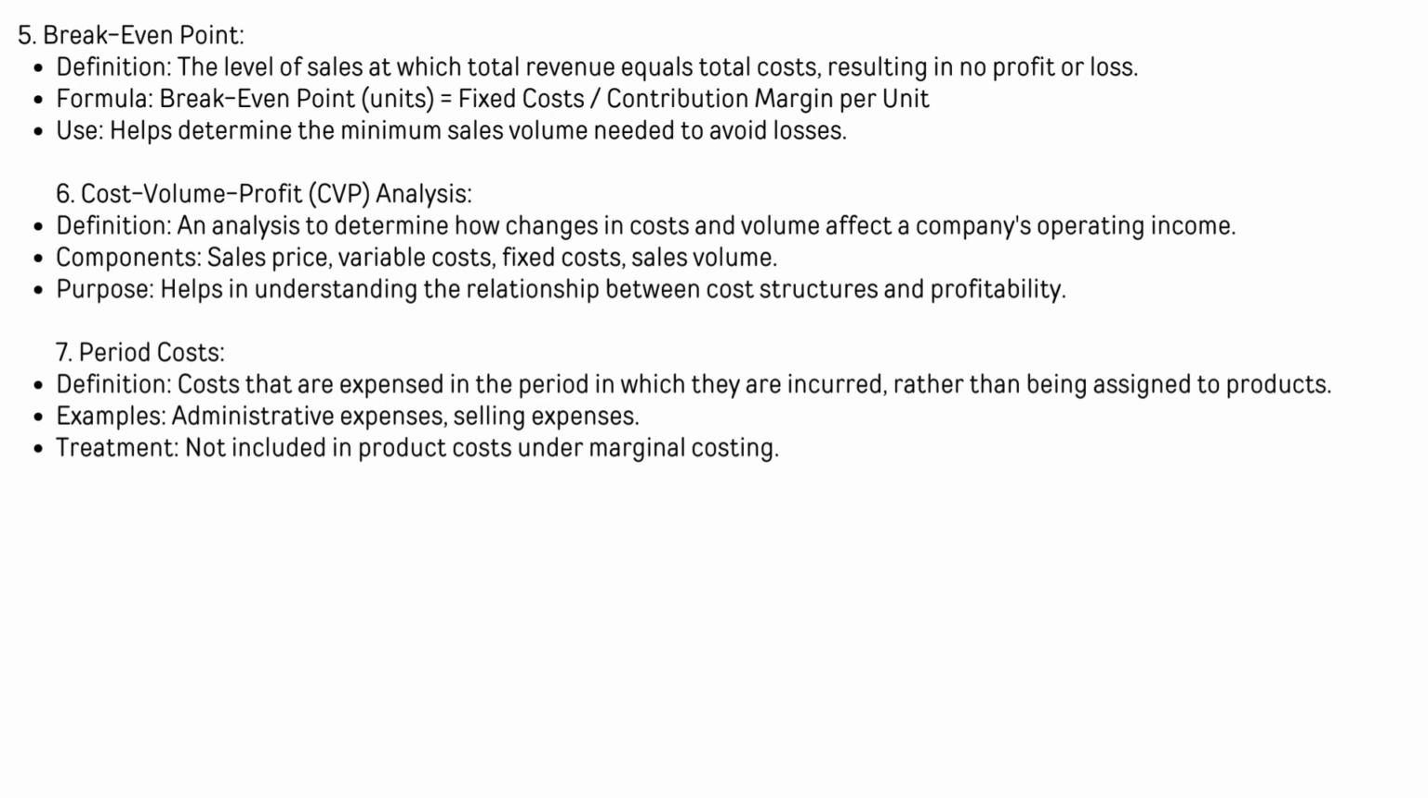Sixth, cost volume profit CVP analysis definition: an analysis to determine how changes in cost and volume affect a company's operating income. Components: sales price, variable costs, fixed cost, sales volume. Purpose: helps in understanding the relationship between cost structure and profitability. Seventh, period cost definition: costs that are expensed in the period in which they are incurred rather than being assigned to products. Example: administrative expenses, selling expenses. Treatment: not included in product cost under marginal costing.